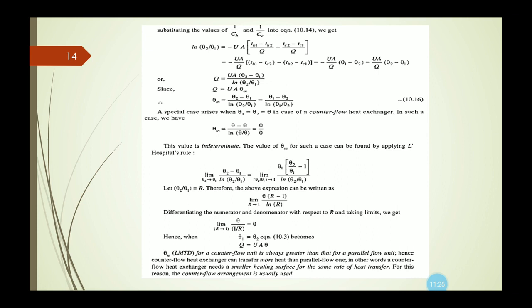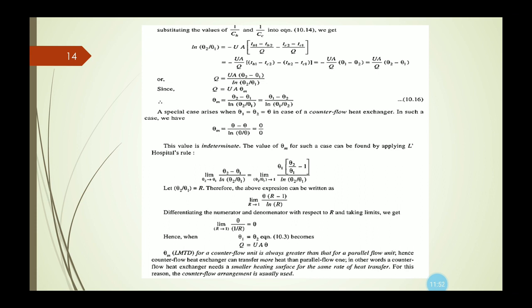Now differentiating the numerator and denominator with respect to r and taking the limits, we get the limit as r tends to 1 of theta divided by 1 by r, which equals theta. Hence theta 1 equals theta 2. So the earlier equation becomes q equals UA theta.